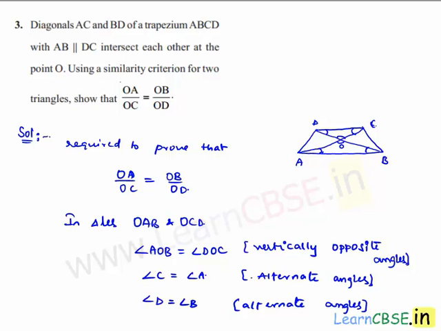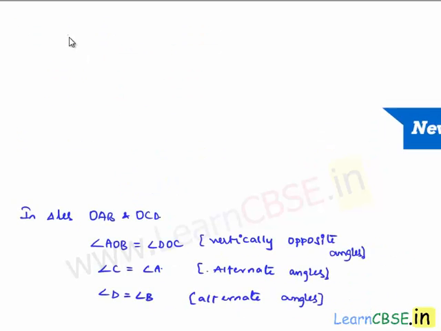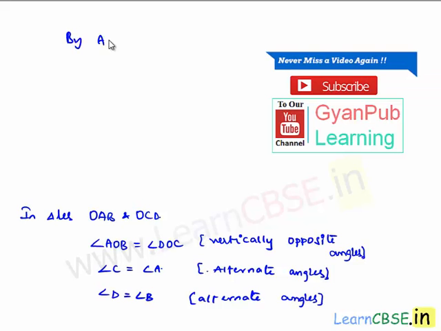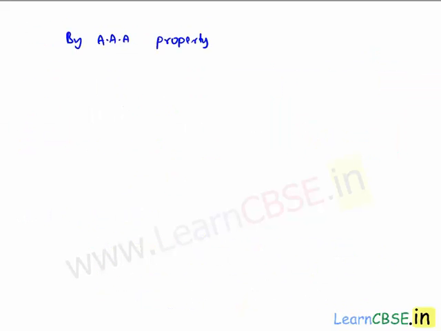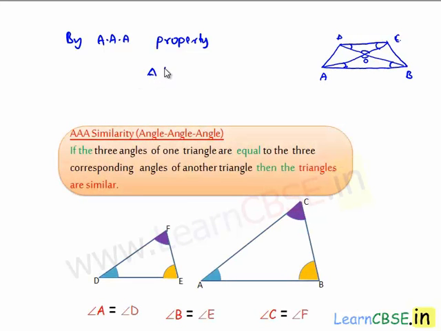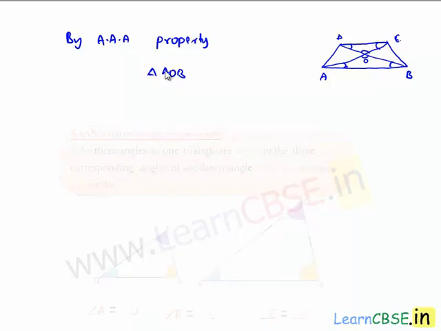Here, according to AAA property, triangle AOB is similar to triangle COD.